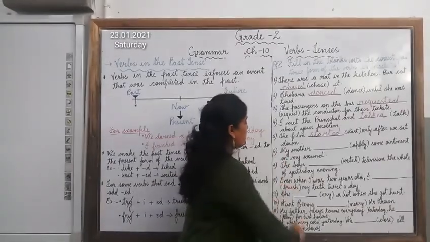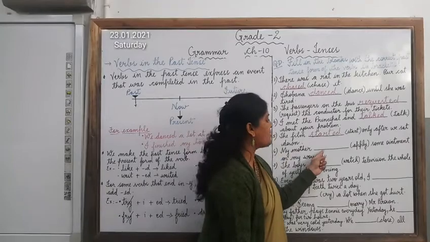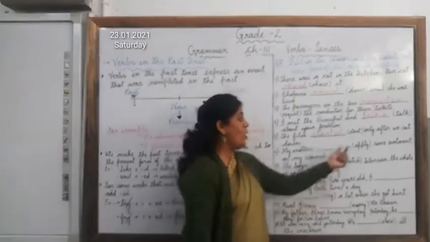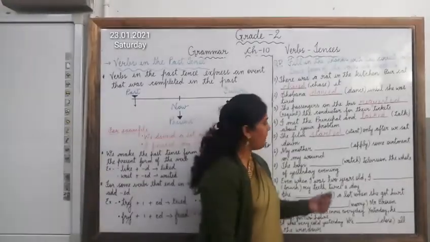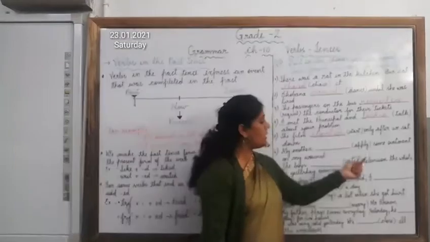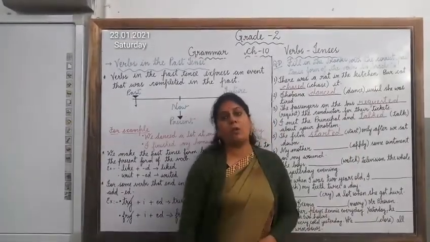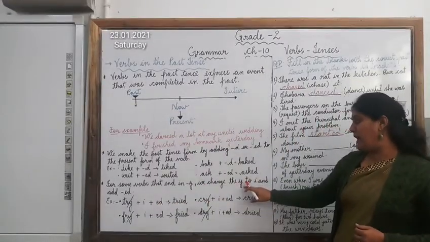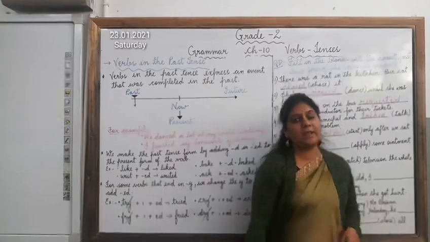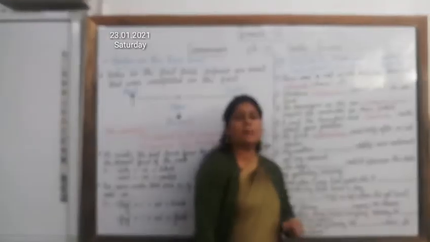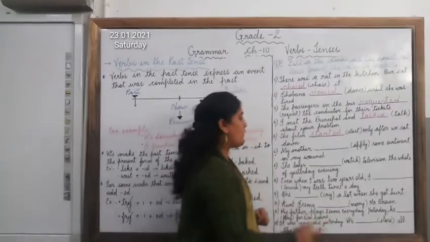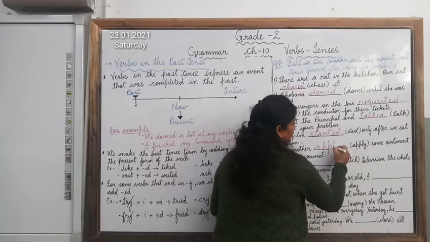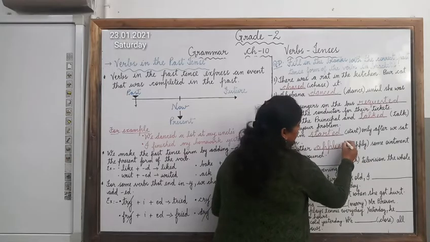Now the sixth question is given to you. My mother dashed some ointment on my wound. Now children, observe this: apply. What is the spelling of apply? Y. So what I have explained to you, for some verbs that end in Y, we change the Y to I and add ed to the verb. So here you can see the verb is ending with Y. So what will we do? We will change the Y into I and we will add ed to the verb.